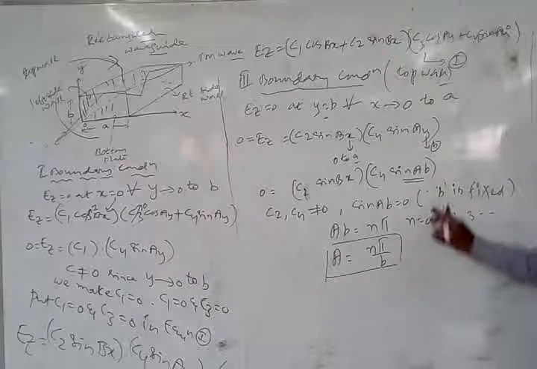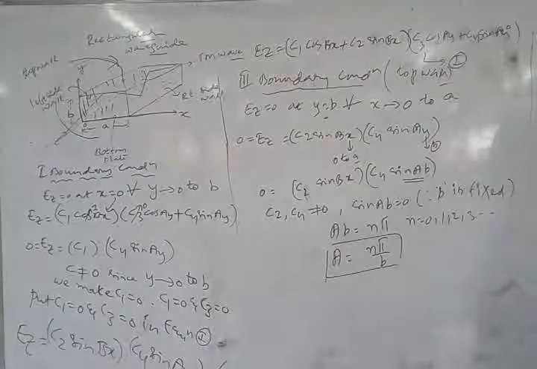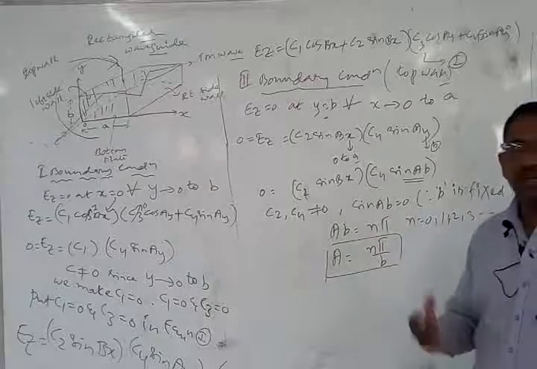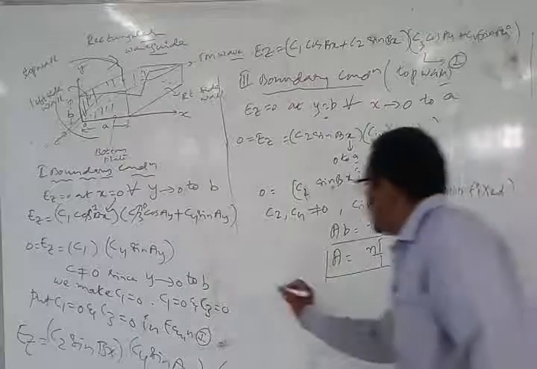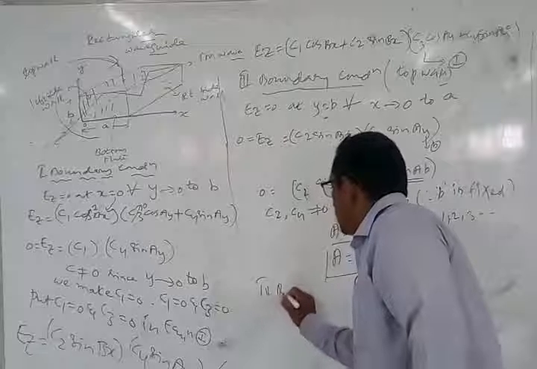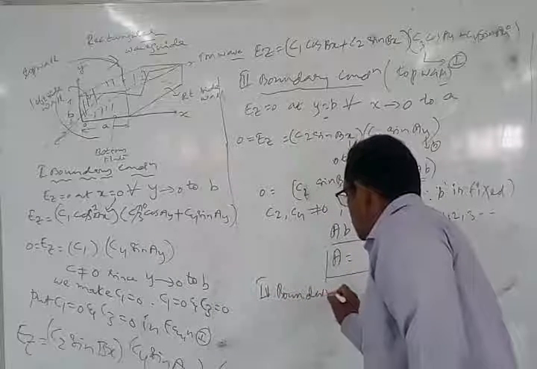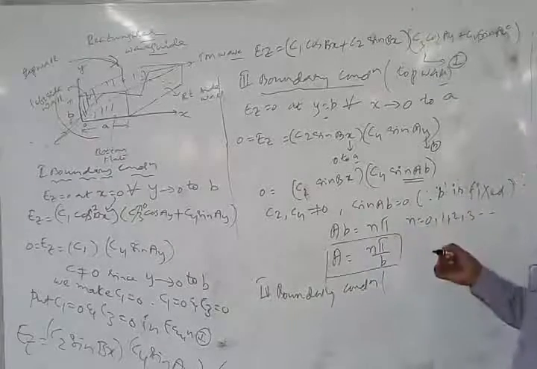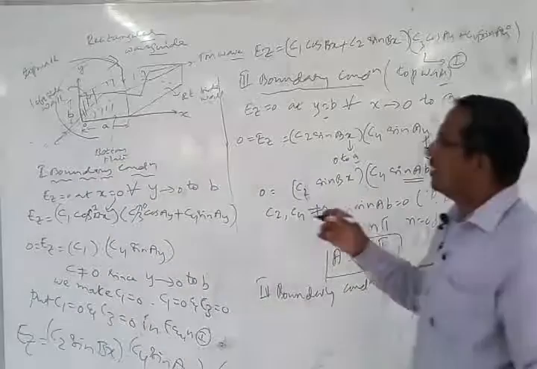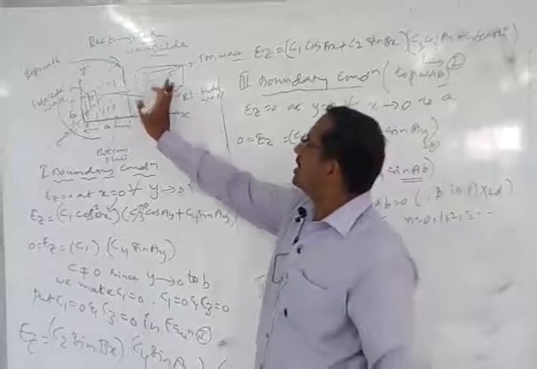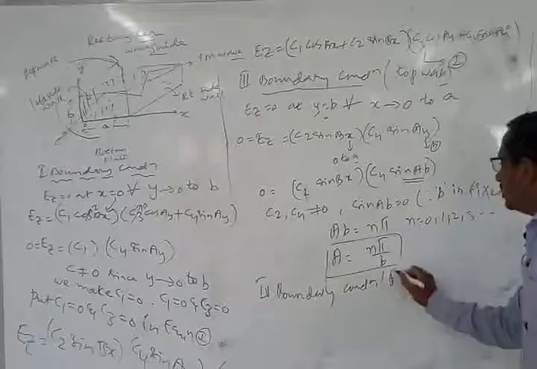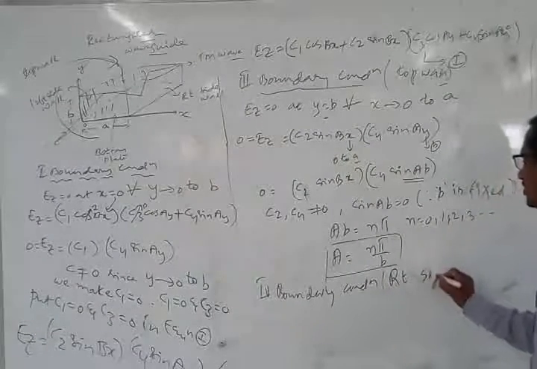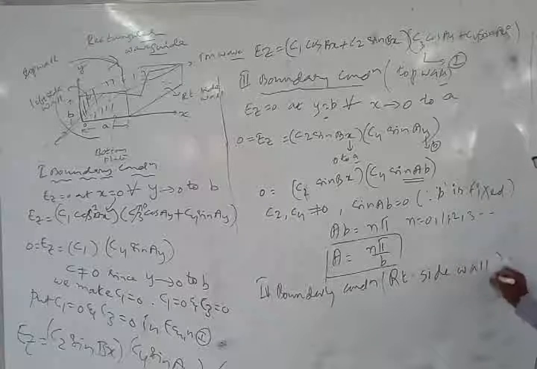Now, I have found out the value for A. Similarly, I have to find out the value for B to get the overall wave equation. So let us apply the fourth boundary condition. The fourth boundary condition is similar to the third boundary condition, because we are going to apply the boundary conditions at the right side wall of the waveguide.